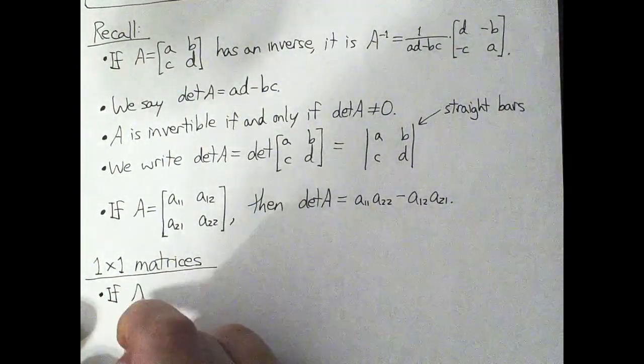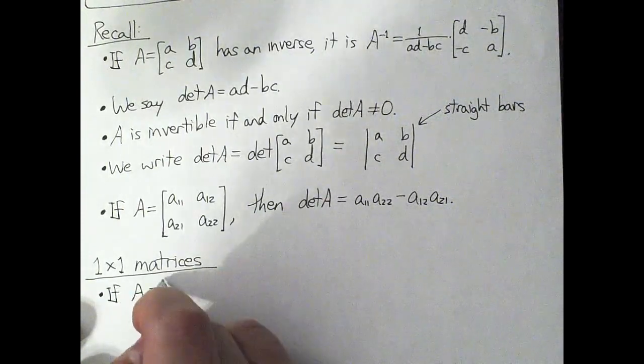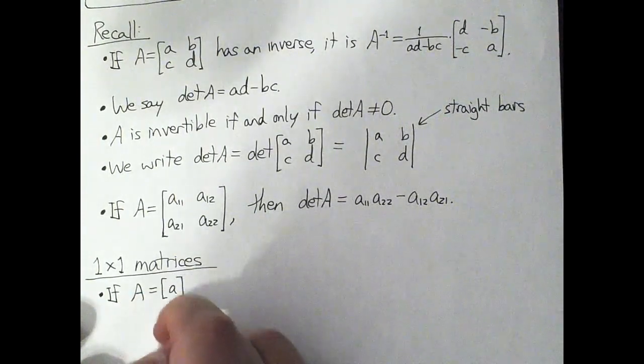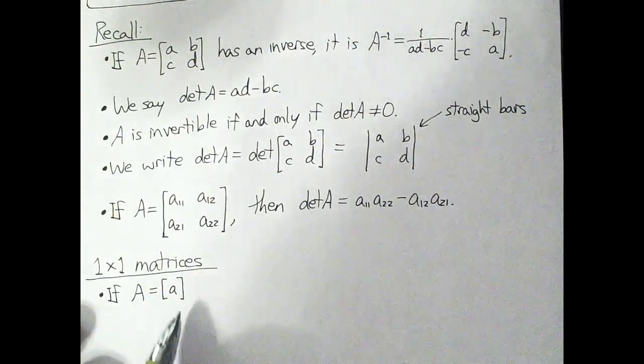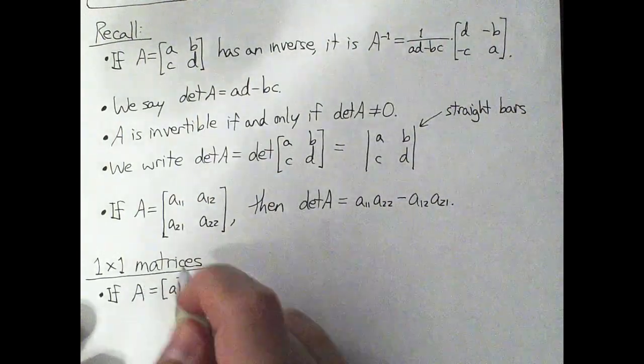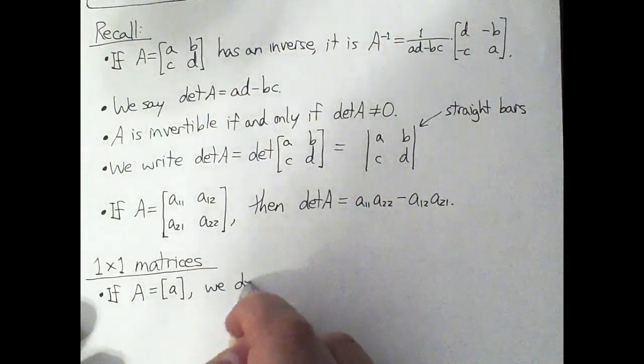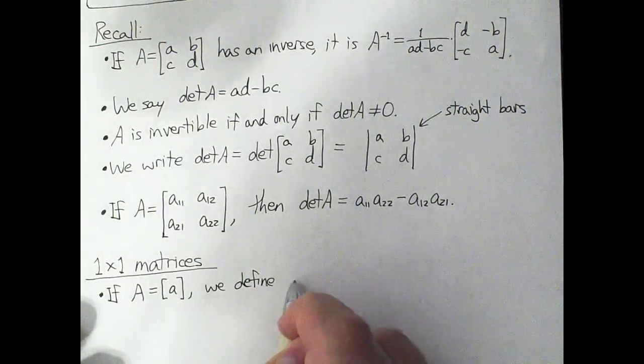We don't talk about them very much in this course because they're not very interesting. But let's talk about it briefly. What if A is this 1 by 1 matrix? It just contains this one entry, lowercase a. In this case, we define the determinant of A.